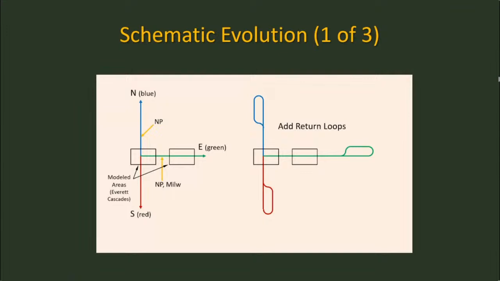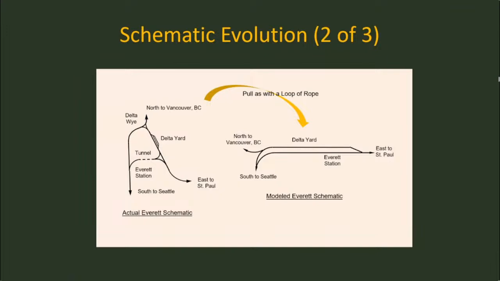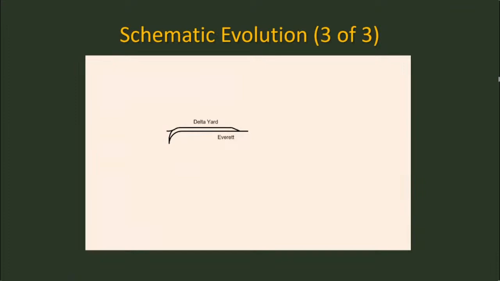But then how do we put that into the actual room? So going back to that actual Everett schematic that's shown here on the left, if you think about pulling that, say this was string, you could actually stretch that out with Delta Yard on one side, and the Everett passenger station on the other, and then the line up to Vancouver and south to Seattle on one end, and then east to St. Paul on the other.